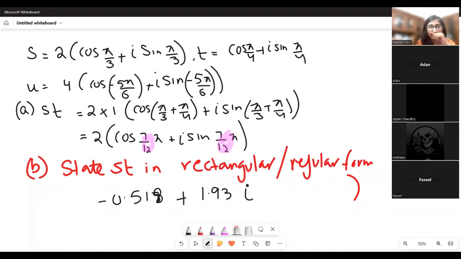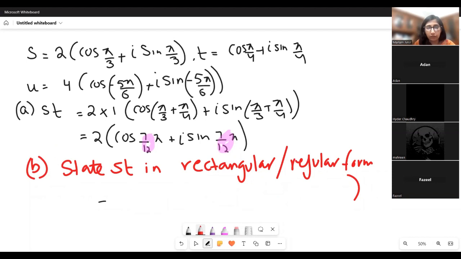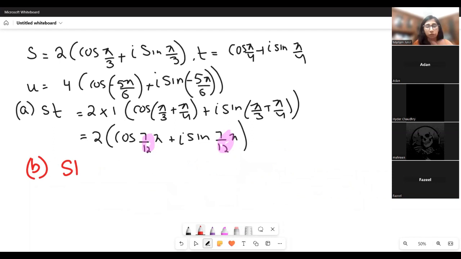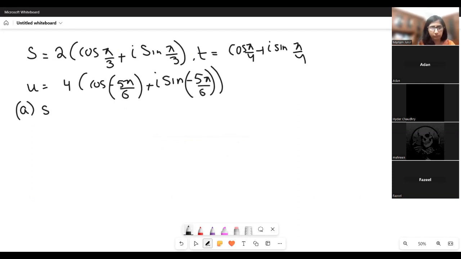In the exam they can ask you to go from here to here, this is what you did in homework yesterday, or they can ask you to go from here to here, which is just a case of multiplication, that's all. Okay, so that was part A. Part B is S divided by T. So what do we do for this?